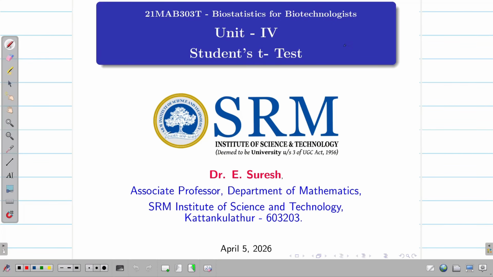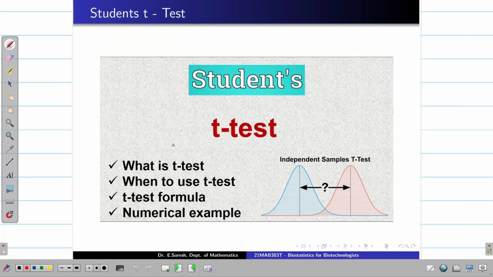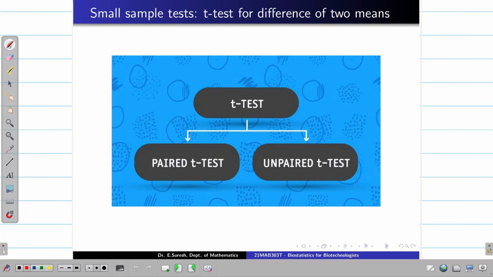Welcome to the problem solving session on small sample tests. In this session, we will deal with the T test. It is also known as the Student's t test. What is the T test? When are we going to use the T test formula and samples? The T test is classified into two types. One should be used if the sample size is less than 30.